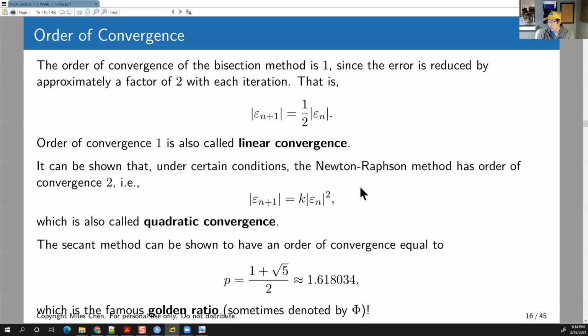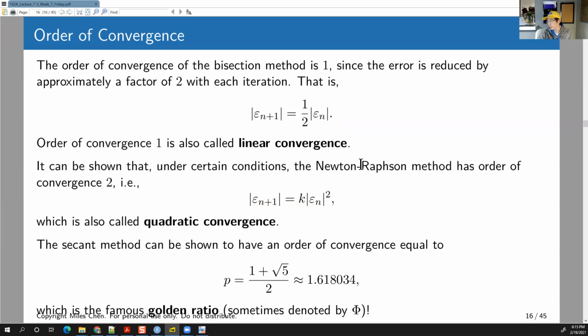So when we look at something like the bisection method, we're basically taking our interval and splitting it in half, okay? And so that means the next iteration, epsilon at time n plus 1, is going to be half of our current error. So the order of convergence here is 1, and we would say it converges linearly, linear convergence, okay?